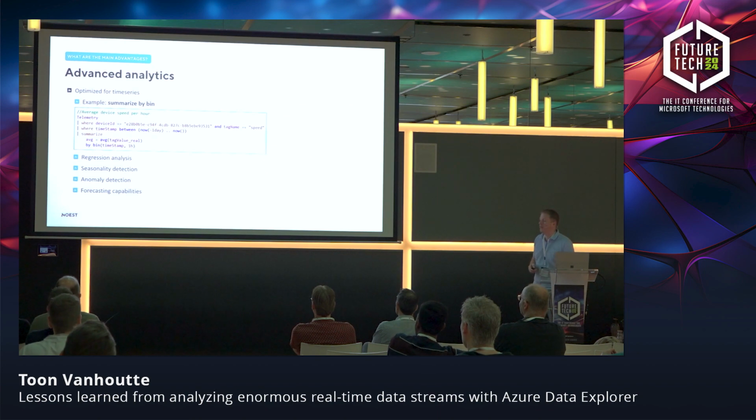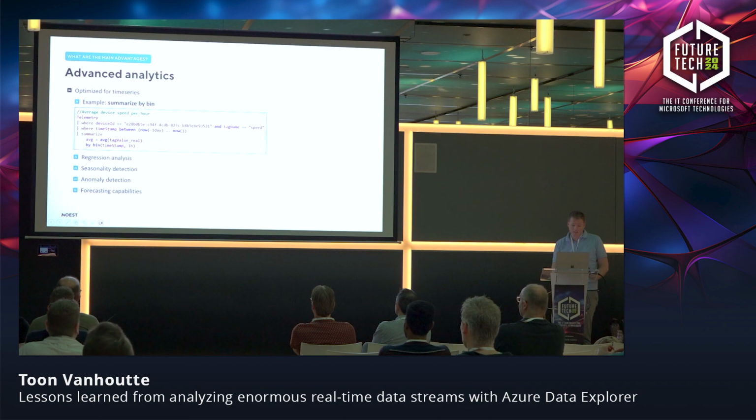It's the summarize by bin. And the summarize is a little bit the same as the group by in SQL, where in this query actually we say, give me the speed for this device here for the last day. And I want to have the average speed per hour. So I summarize by timestamp per hour. And that's calculations which can be quite complex, but happen quite rapidly with Kusto.